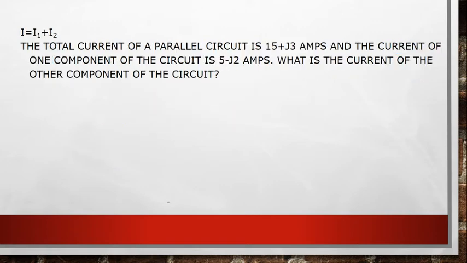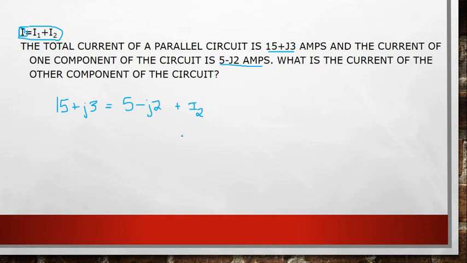I equals I1 plus I2. The total current of a parallel circuit is 15 plus j3 amps, and the current of one component of the circuit is 5 minus j2 amps. So what is the current of the other component of the circuit? I'm going to take my equation here and plug in what I know. My total current, the I on the far left, is 15 plus j3, and that's going to equal my first current, which is 5 minus j2, plus I2, which I'm trying to figure out. So I need to solve for my I2.